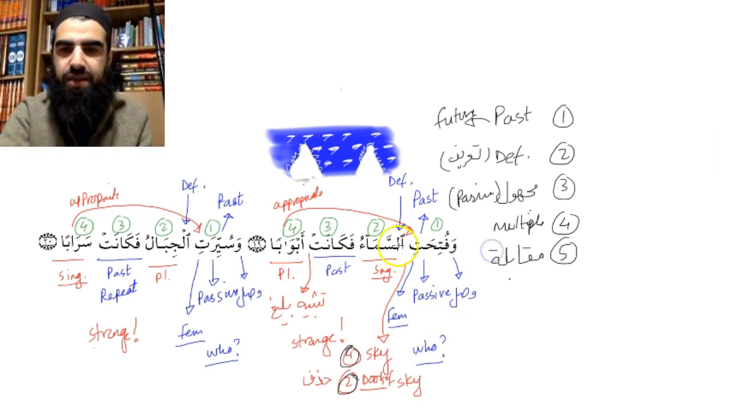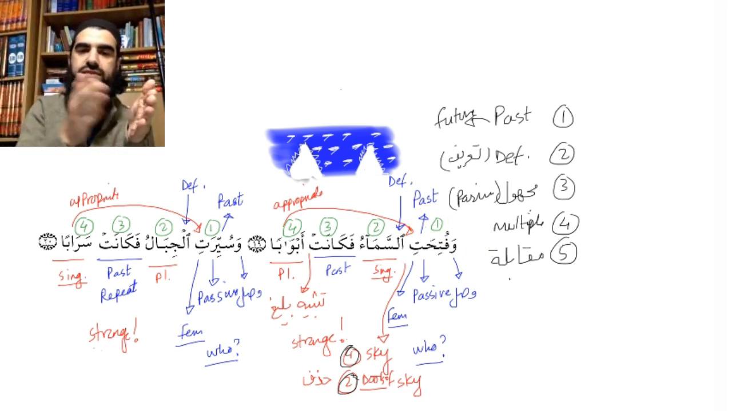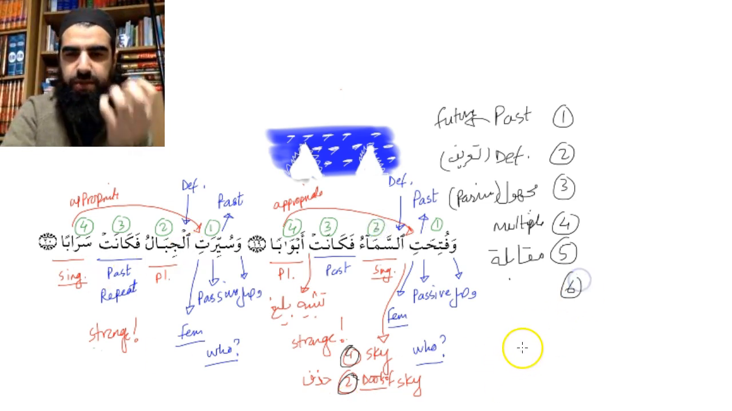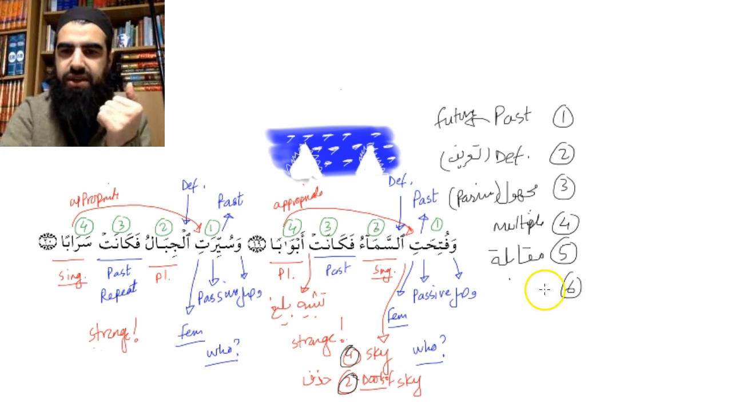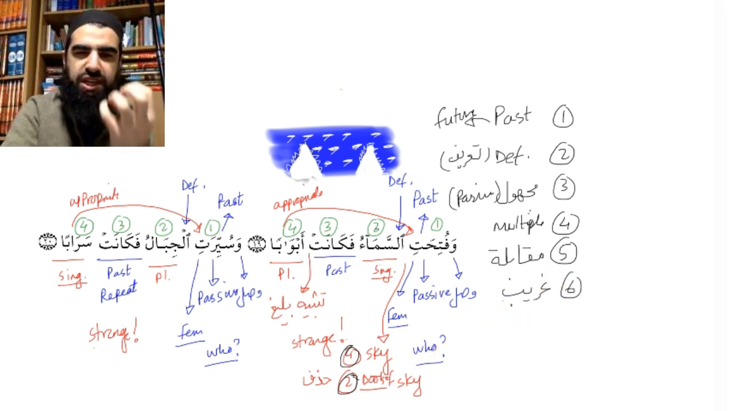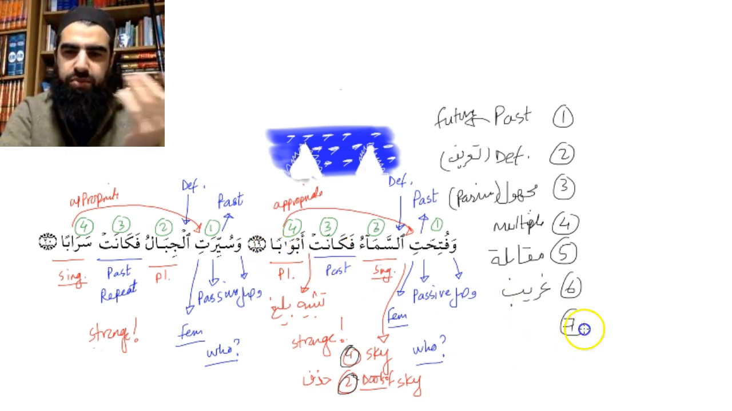Number 5, muqabala, is where you have symmetry on either side. 1 2 3 4, 1 2 3 4. You have that symmetry there, very powerful in that kind of ringing sound that is created in your head. Number 6 is gharib. Strangeness, like this is a very strange scenario that's happening. We've never seen this happen before, no human.